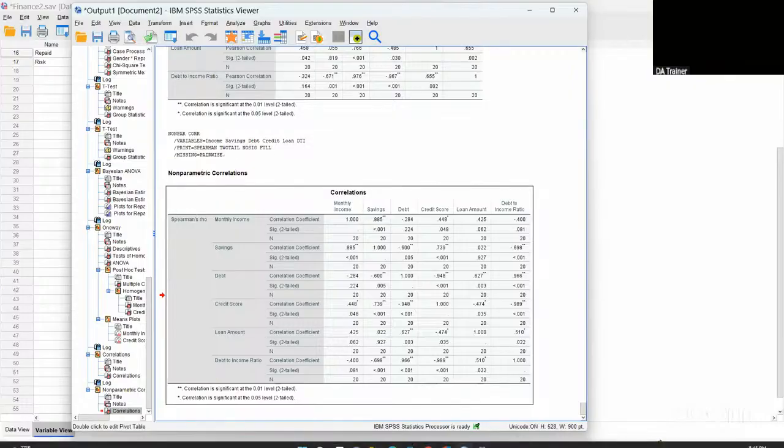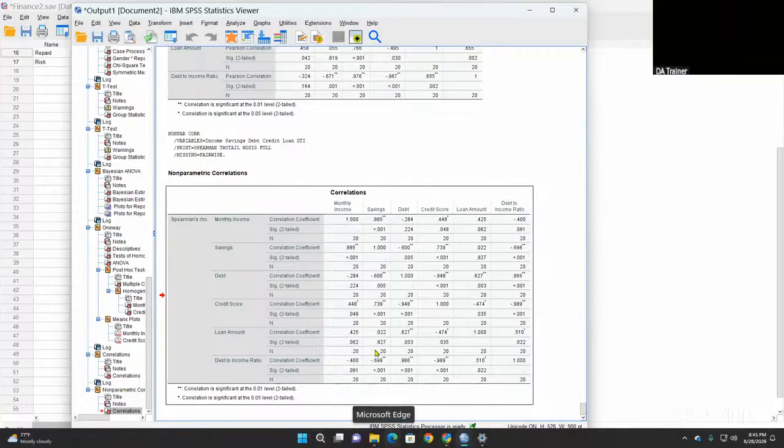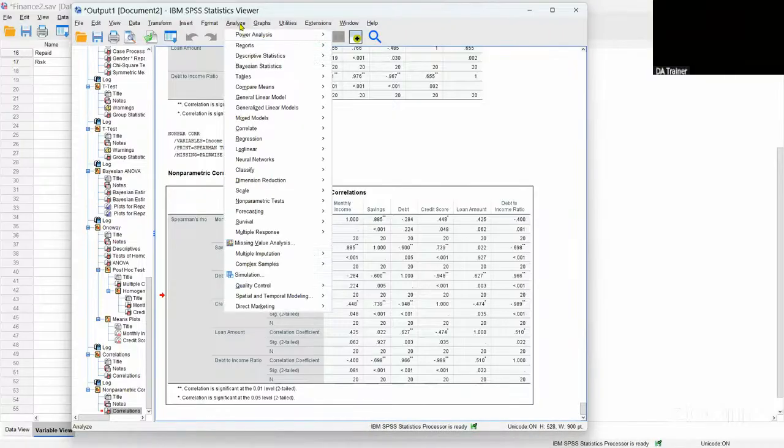Let's see one or two analyses. Again, we're looking at multiple linear regression. What factor predicts loan amount? What factor could be used to predict loan amount?